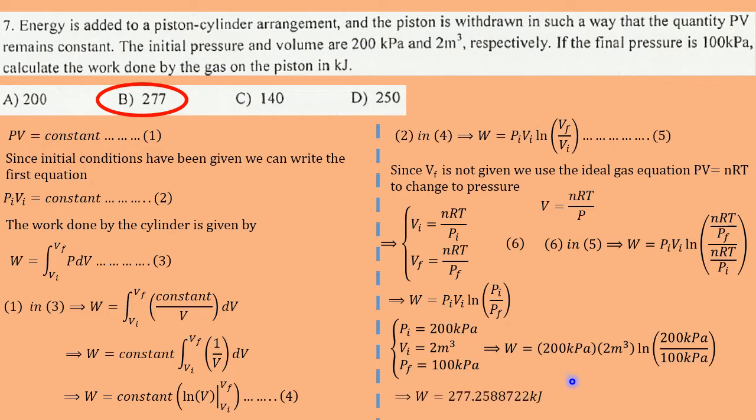So we're just going to have W equals 277.2588722 kilojoules after simplifying that expression on the right-hand side. So when we round to the nearest unit, we're going to have W equals 277 kilojoules, which is just what we have there as B. It's the option of our answer.